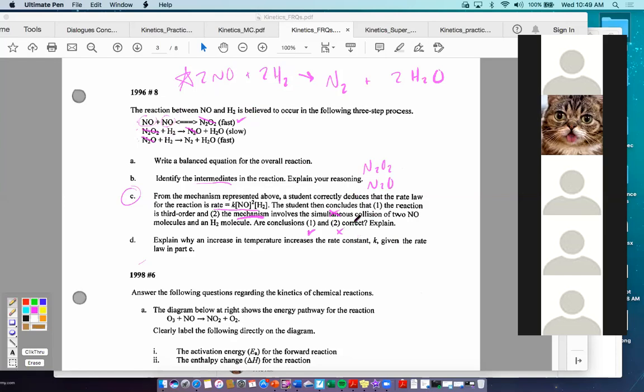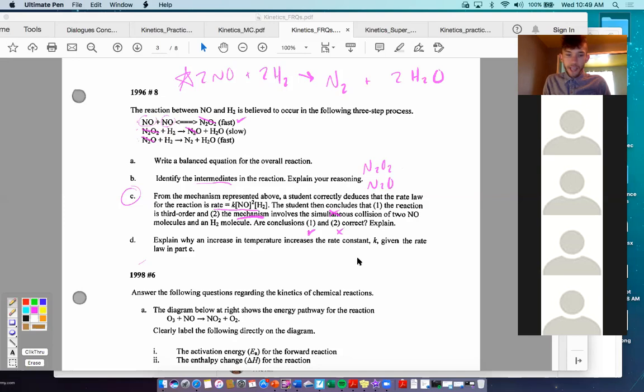Okay, excellent. Oh, Miss Cashman, do you want to try to explain part D? Why would increasing the temperature increase the rate constant K? Miss Cashman, any thoughts? Maybe because whenever you increase the temperature, you increase the number of collisions. I'm not really sure though.